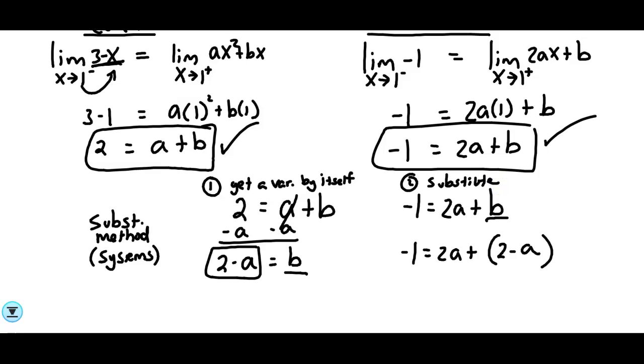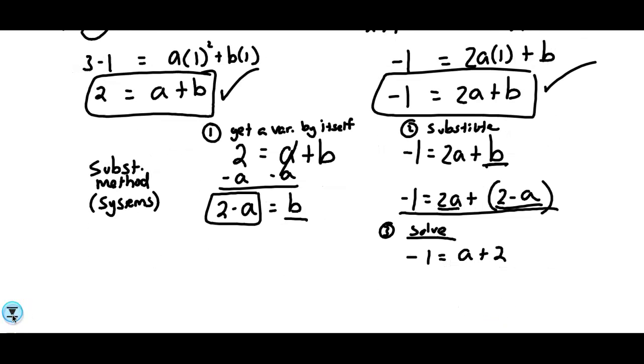So since b is equal to 2 minus a, I can replace this b with 2 minus a. And then after that, you solve. So in this case, if I were to try to solve this equation up here, I would combine my like terms, 2a with negative a. That's going to give me 1 positive a. And then I would minus the 2 on both sides.